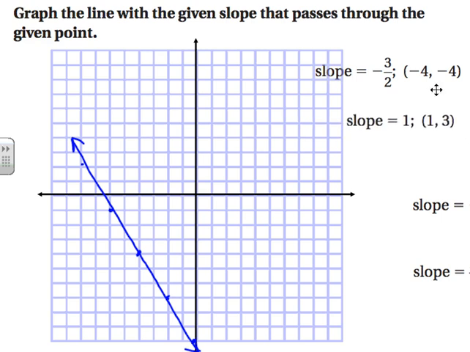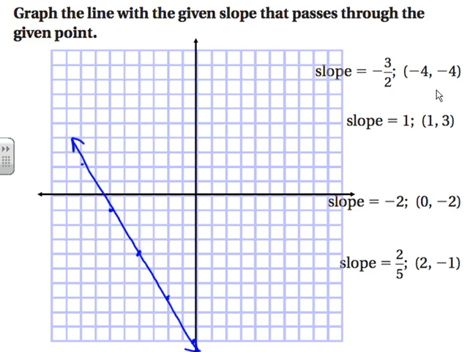I'm going to show the next several, and I want you to pause it here and try the next 3 on your own. All right, number 2, we're going to start at 1, 3, which is right here, and we're going to go up 1, over 1, because remember this is really 1 over 1. So up 1, right 1, up 1, right 1. And you're going to get a line that looks like that.